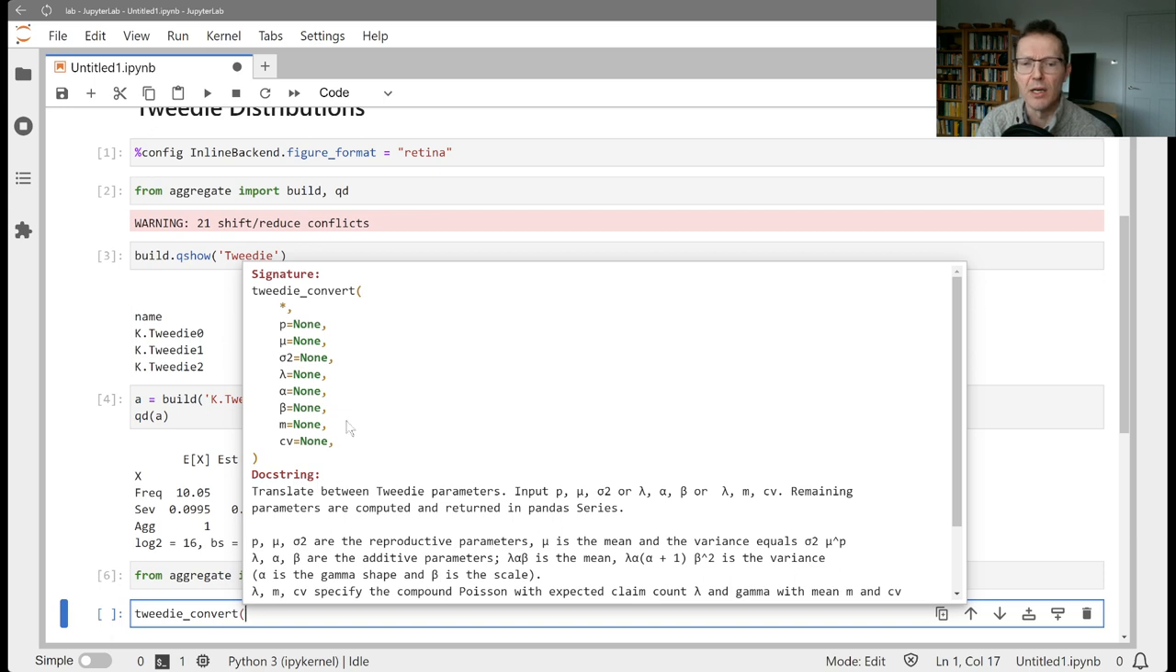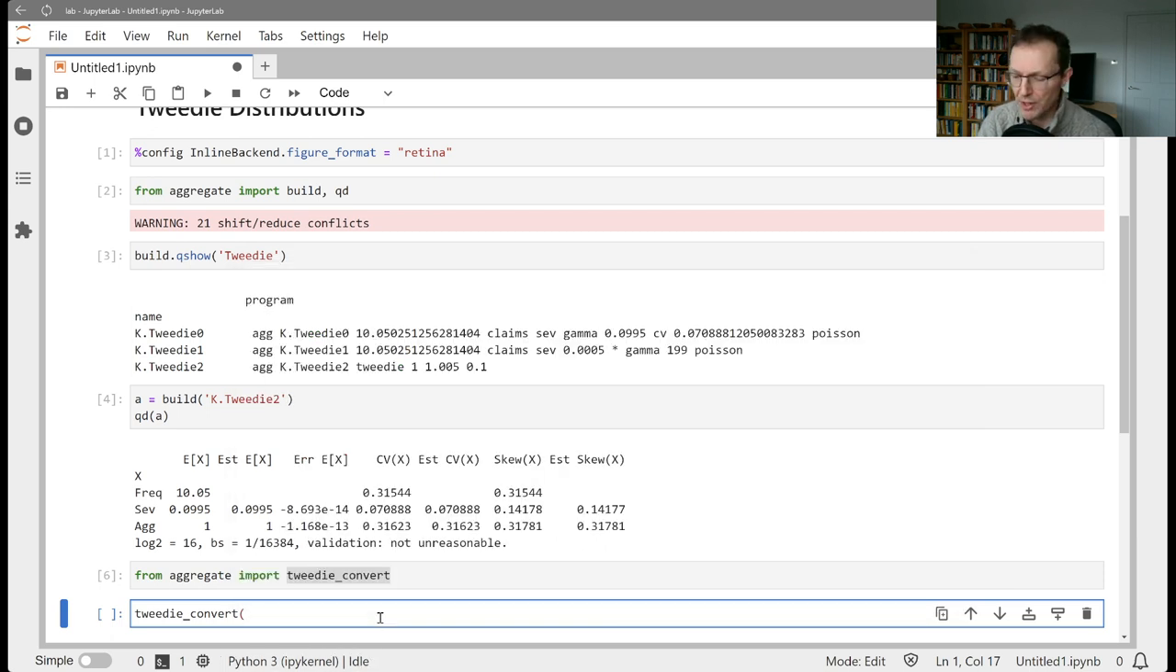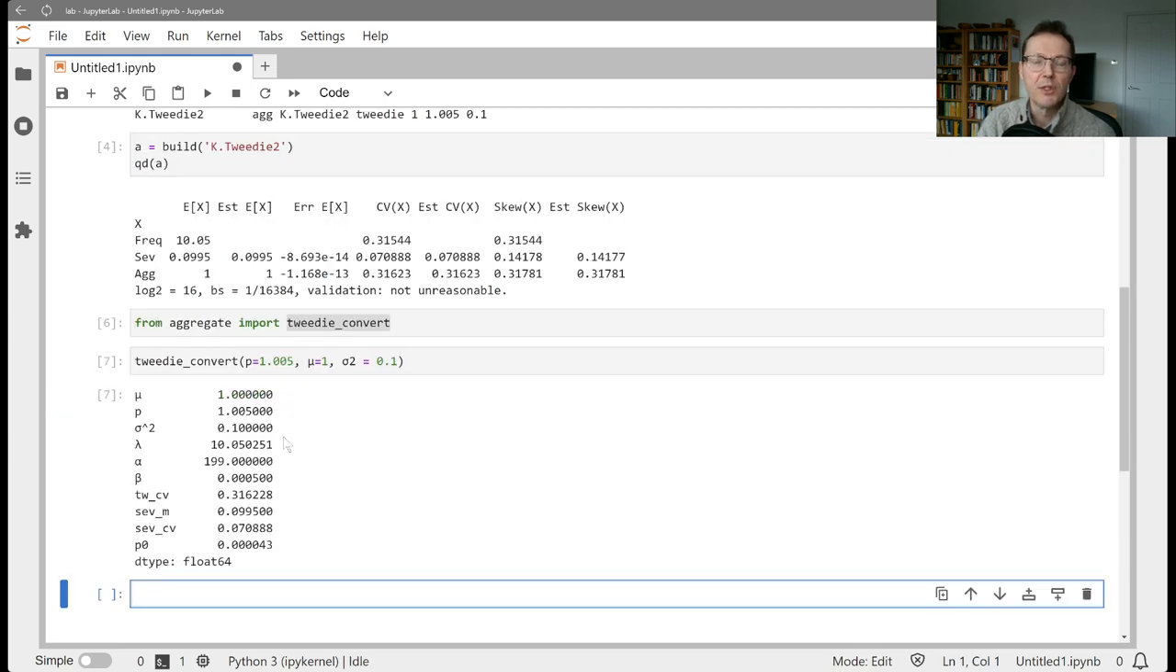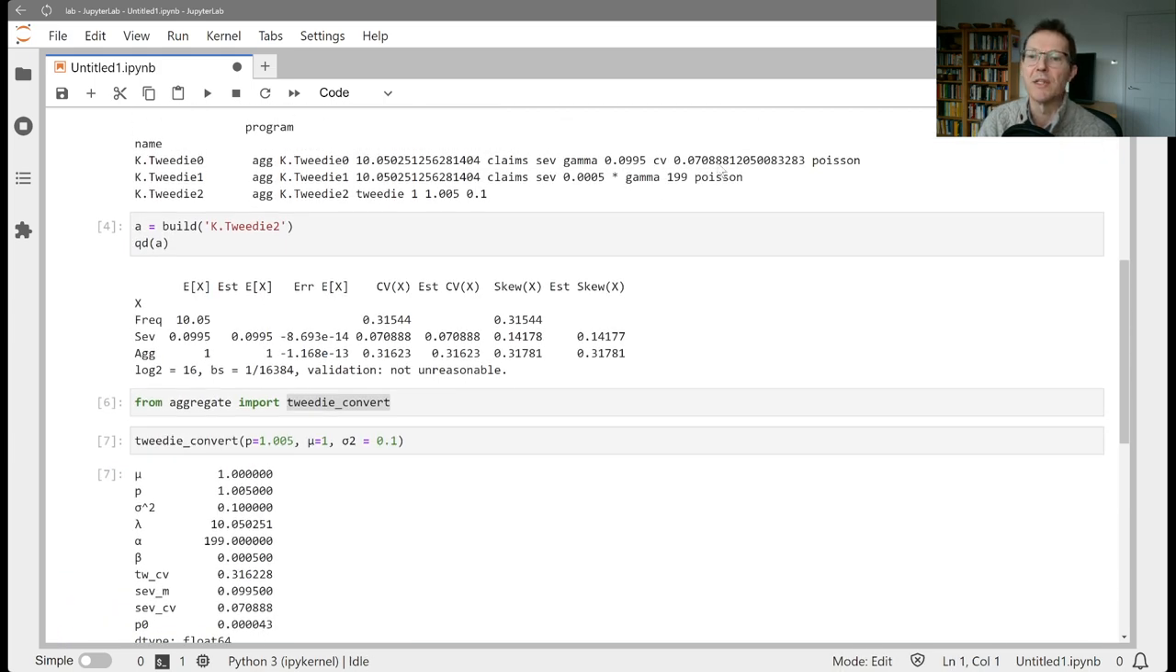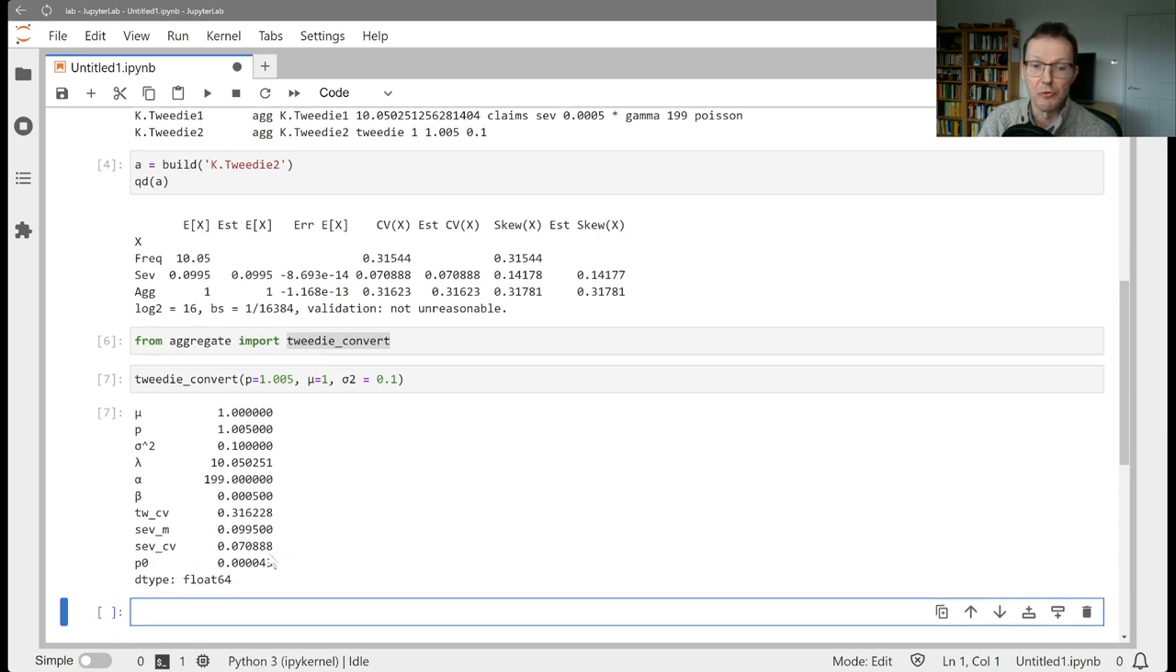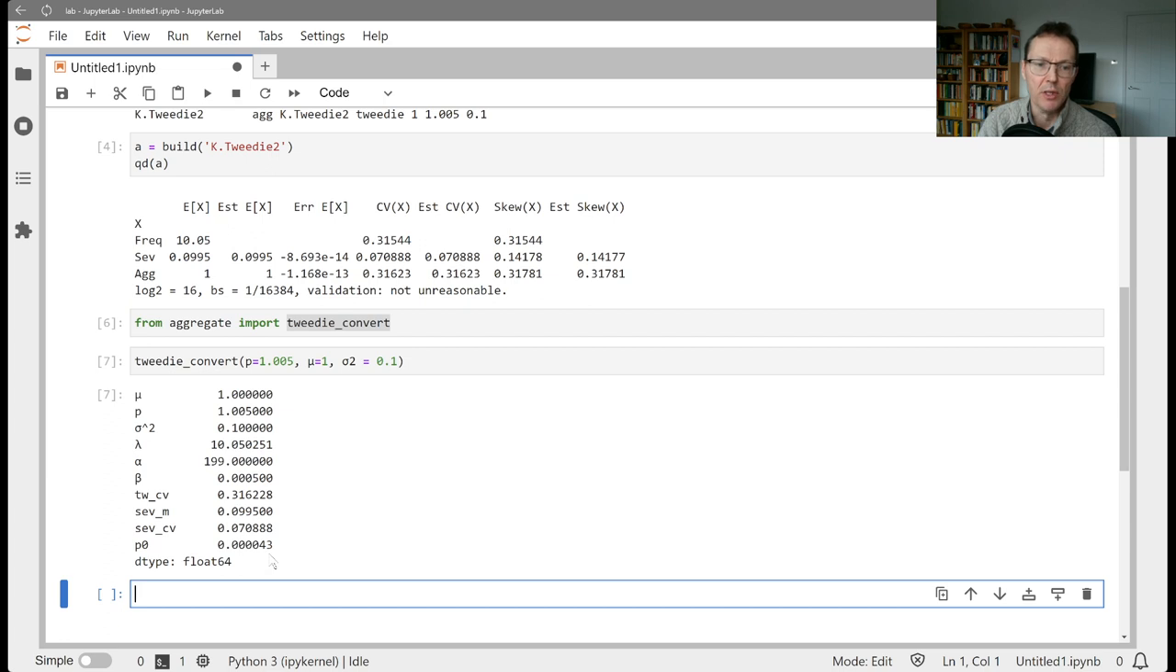So if we put this in using the parameters that we just ran with, so p is 1.005, mu is 1, and sigma squared is 0.1, and we run that, you see we actually pick up the other numbers that we see here. So we get the magic number for the CV, 0.070, the 0.0995, and so forth. And I wrote a blog article about this. I'll put a link to that in the description of this video if you want to understand the relationship between those parameters. So what does this guy look like?